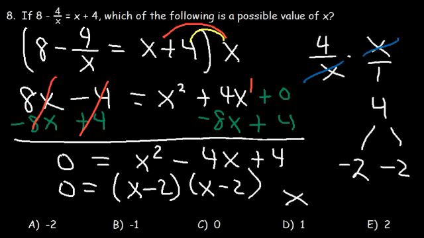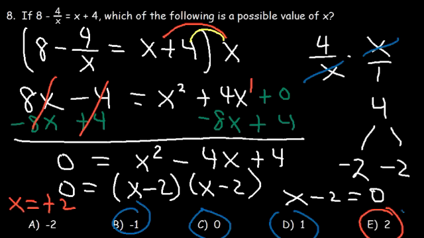So if we set x minus 2 equal to 0, and add 2 to both sides, we can see that x is equal to positive 2. So therefore, E is a possible value of x. Now, if you're having difficulty solving for x, you can plug in each of these answers and see which one is true for the equation.